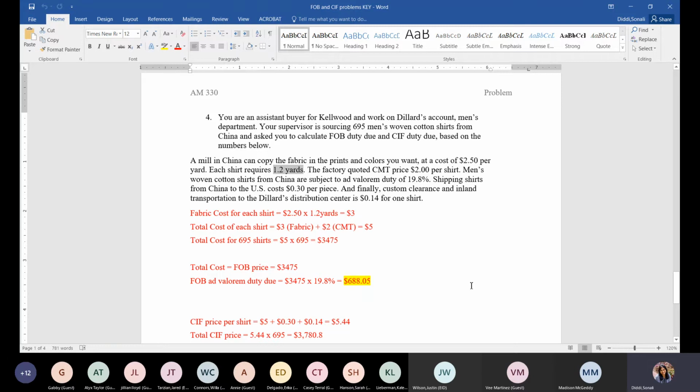Now, if you haven't come across the word CMT, or if you have not yet read up what CMT is, it's the cut, make, trim. So just the stitching or the manufacturing part of the t-shirt would be $2 per shirt. And these shirts have an ad valorem duty of 19.8%. And the shipping of the shirt costs 0.3 per piece, and the transportation is about 0.14 per shirt.